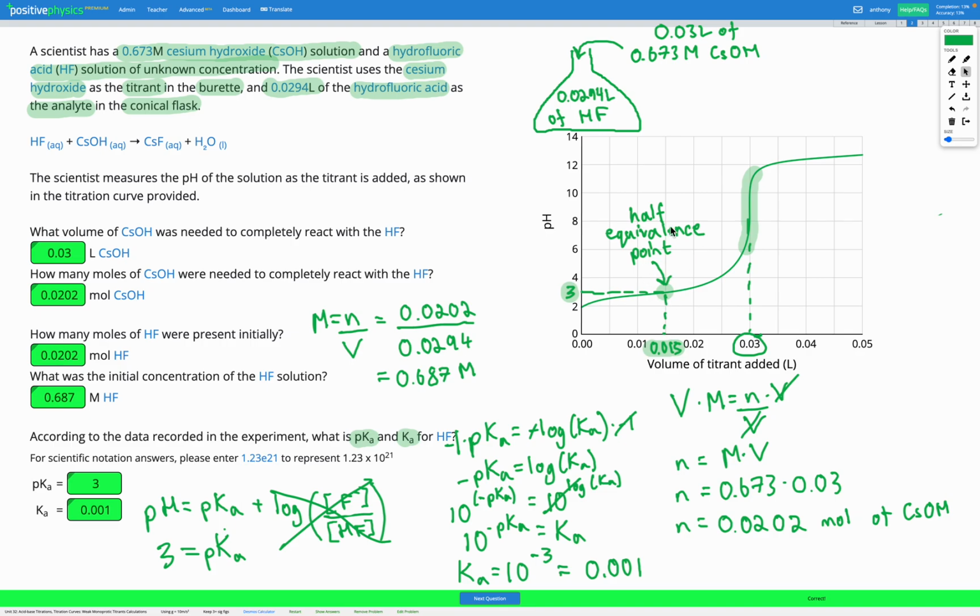To do that, we need to look at the half equivalence point, that's halfway from the beginning to the equivalence point, and find the pH at that moment. Because according to the Henderson-Hasselbalch equation, if the concentration of the acid and conjugate base are the same, which happens at the half equivalence point, the log part of the equation becomes 0 and our pH is equal to our pKa. So to find our pKa, we just need to find our pH at the half equivalence point. And then finally, to find our Ka from that, we need to use the pKa equation and rearrange it for Ka, plug in our pKa to that value to find our Ka.